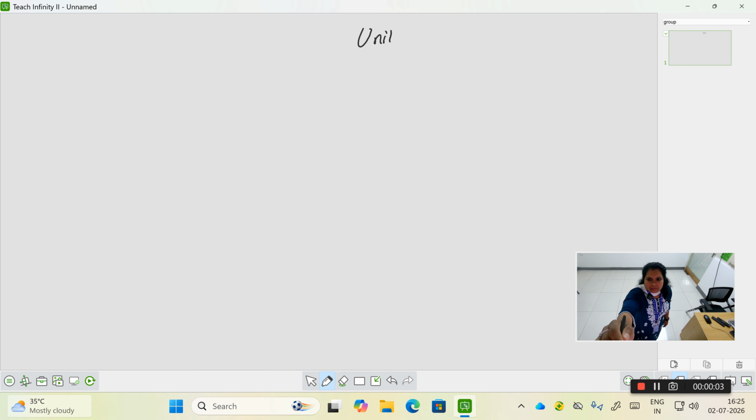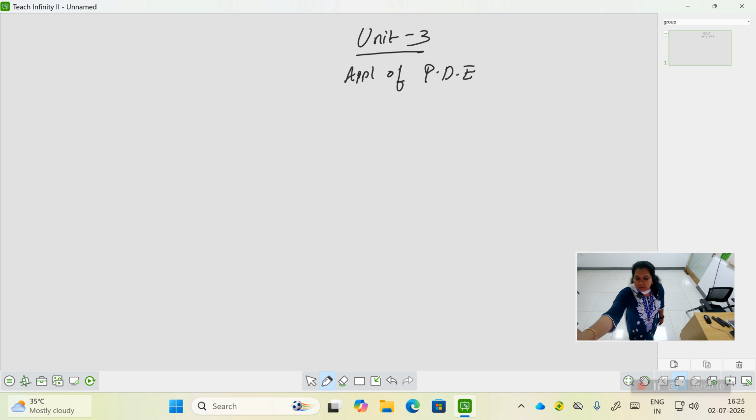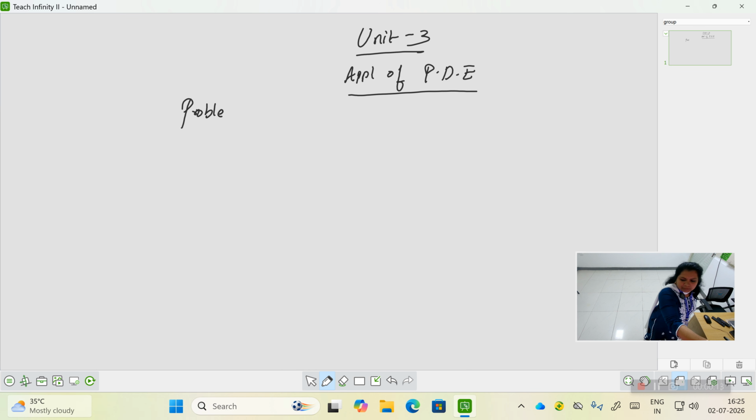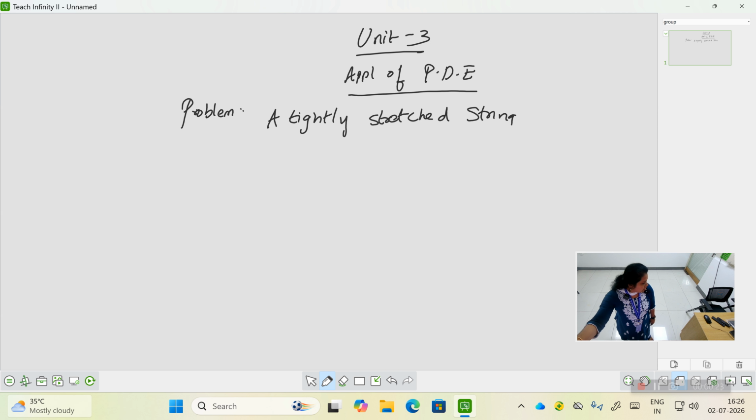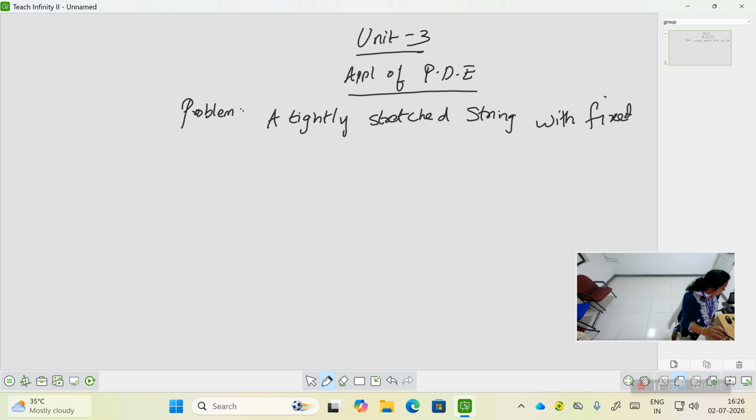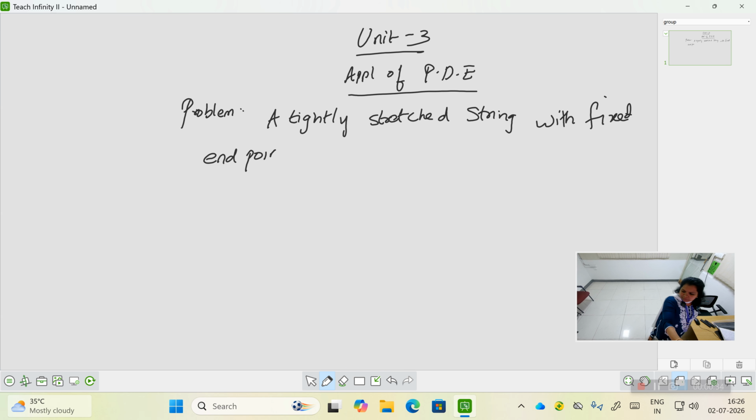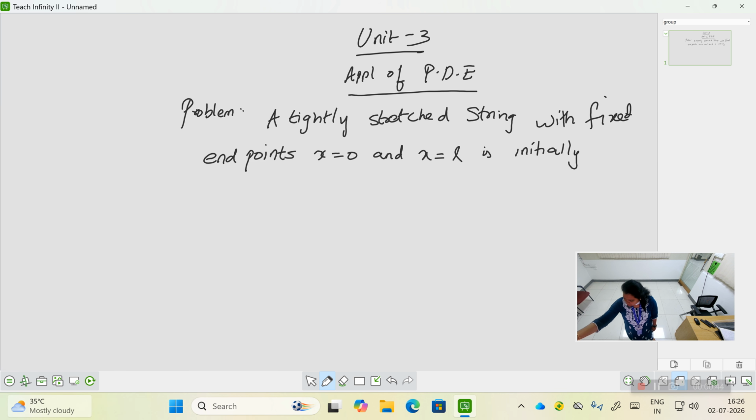Unit 3, Applications of PDE. Problem. A tightly stretched string with fixed endpoints x equal to 0 and x equal to L is initially at rest in its equilibrium position.